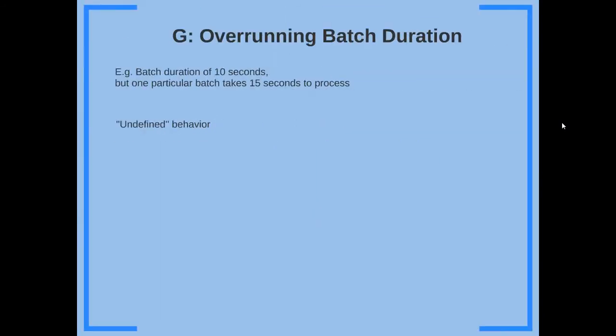Another gotcha is overrunning your batch duration. So if we're set to 10-second batches, and one of our batches takes 15 seconds of computation, we could run into trouble. Theoretically, you can run over and then in the next batch or two you can catch up. But we have received word from those knowledgeable with Spark internals that technically it's also undefined what happens if you overrun your batch duration.